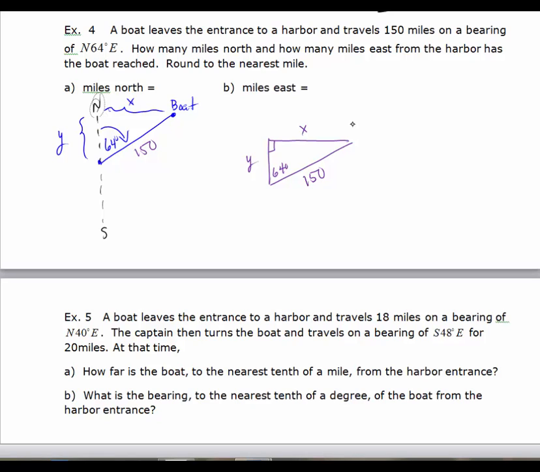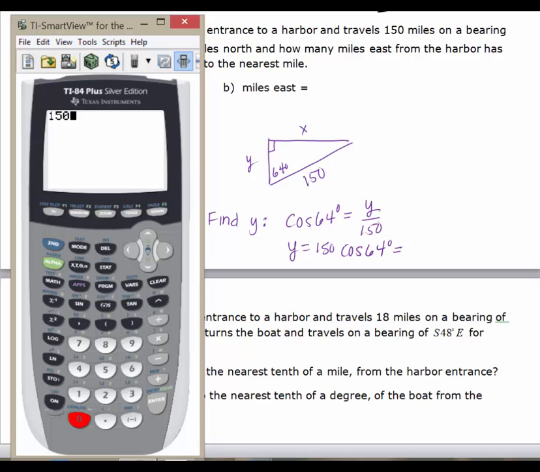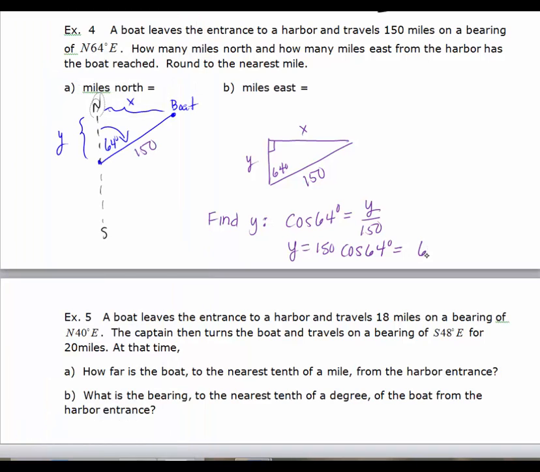So we're going to use the trigonometric function since this is a right triangle. So to find y, I have adjacent and I have the hypotenuse. So I know that the cosine of 64 degrees equals y over 150. Y equals 150 times the cosine of 64. 150 cosine 64. It says to round to the nearest mile, so y is approximately 66 miles.